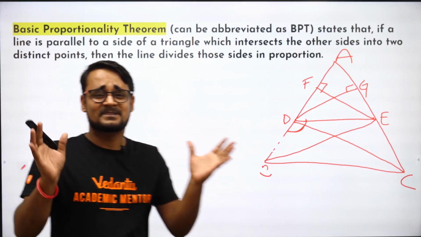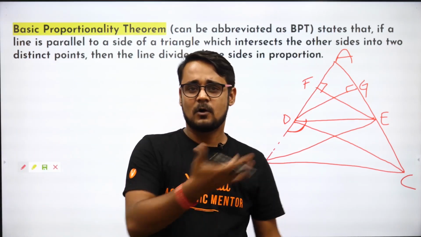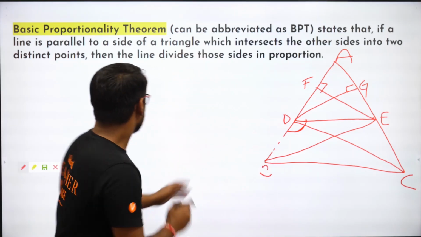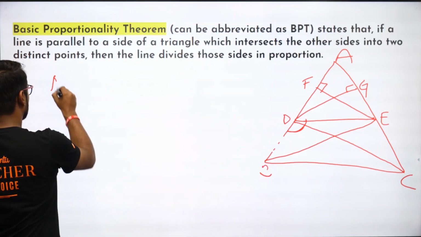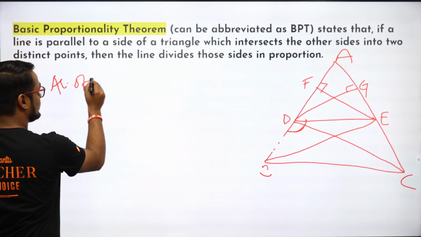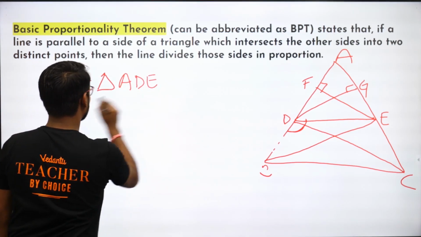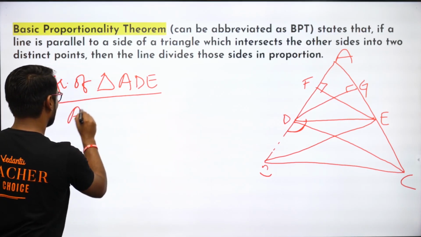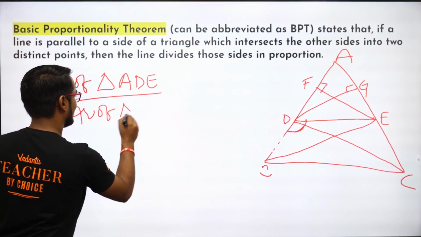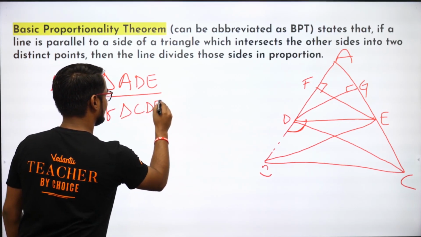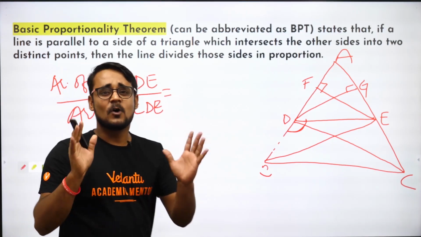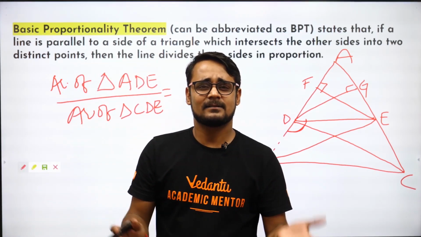Once we will consider these triangles, we will take the ratio of these triangles, and we will find the ratio of these triangles in the similar way we found earlier. So we are going to do it here. Area of triangle ADE upon area of triangle CDE. Now you all have to tell me क्या होगा इसका रेशियो.